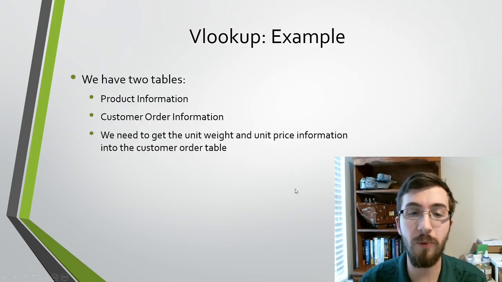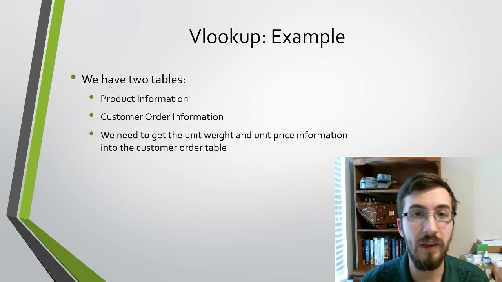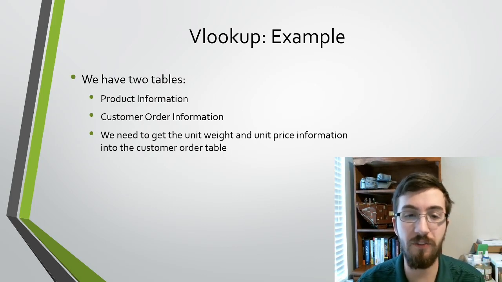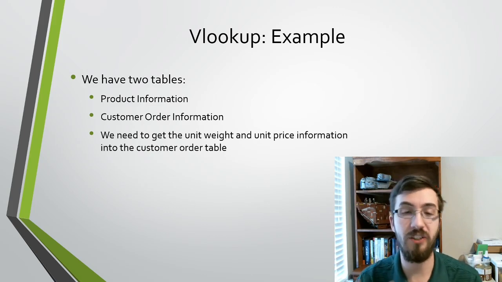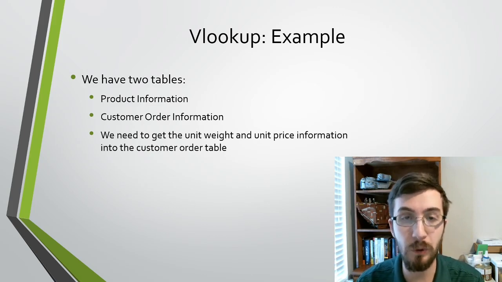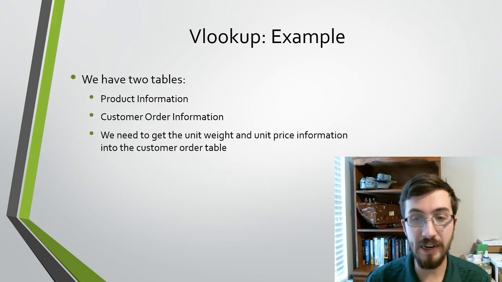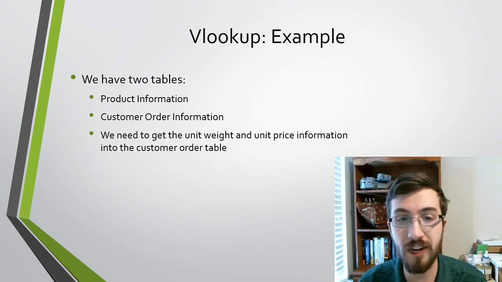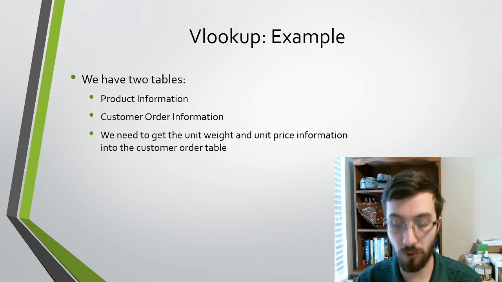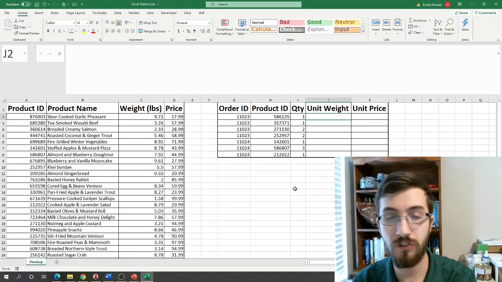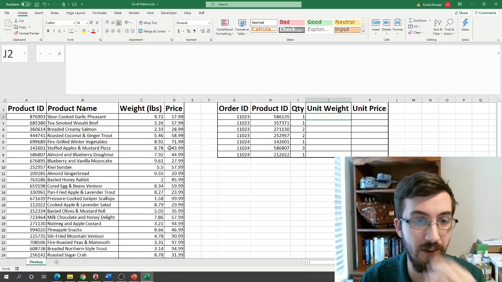Okay, so the example we're going to look at, we have two tables. We're going to have a product information table and a customer order information table. And what we need to do is get the unit weight and unit price information from the product table into the customer order table. So let's go take a look at what we have here.